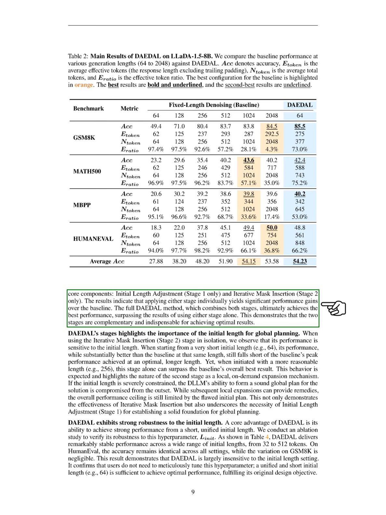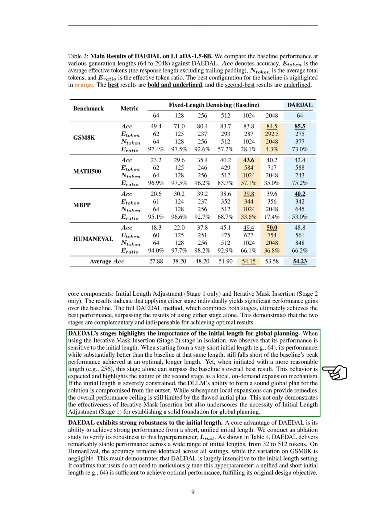We also found that the initial length is crucial for global planning. When we used stage 2 alone, its performance depended on the initial length. For instance, starting with a very short length, like 64, improved performance compared to the baseline but did not reach the peak performance seen at a longer length. However, starting with a more suitable length, like 256, allowed stage 2 to exceed the baseline's best result.